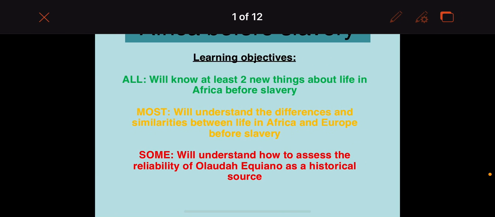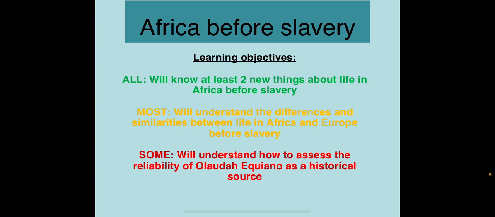Hello Year 8. So this lesson we're going to start by looking at Africa before slavery. Last lesson you did some work on slavery in general and its history, and this lesson we're going to be thinking about what Africa was like before this happened.